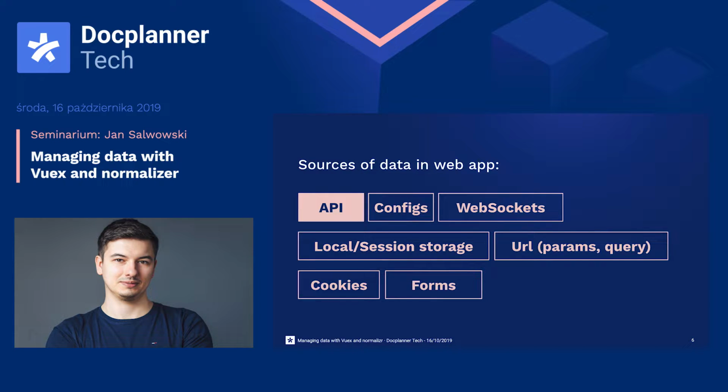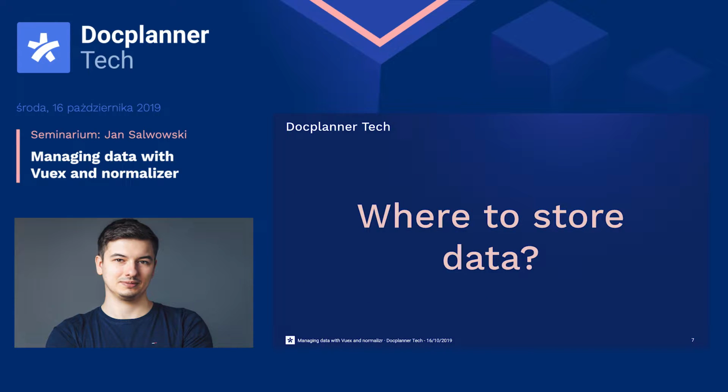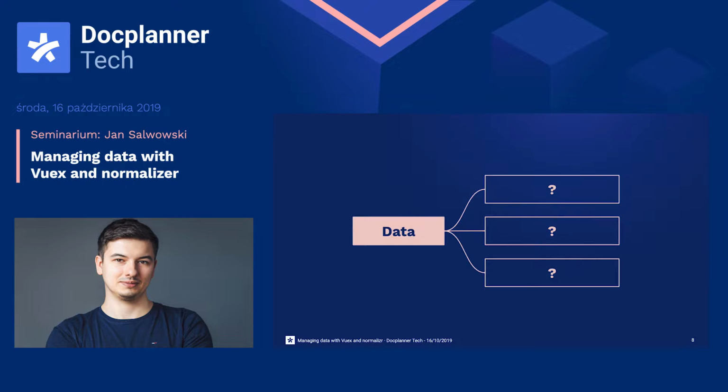These are the things that came to my mind. So we have like files, configs, WebSockets, local and session storage, URL, the params, the query strings, cookies, and forms. Forms are also a source of data. So where do we store this data? I mean, not the local and session storage, but within the app. Where do we store the data? Any ideas?